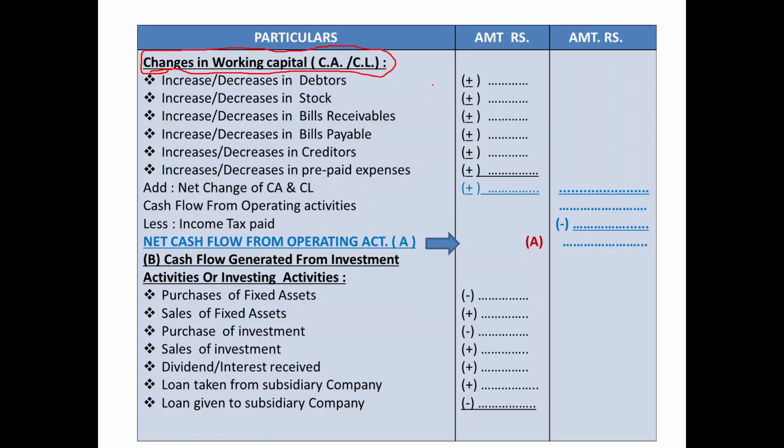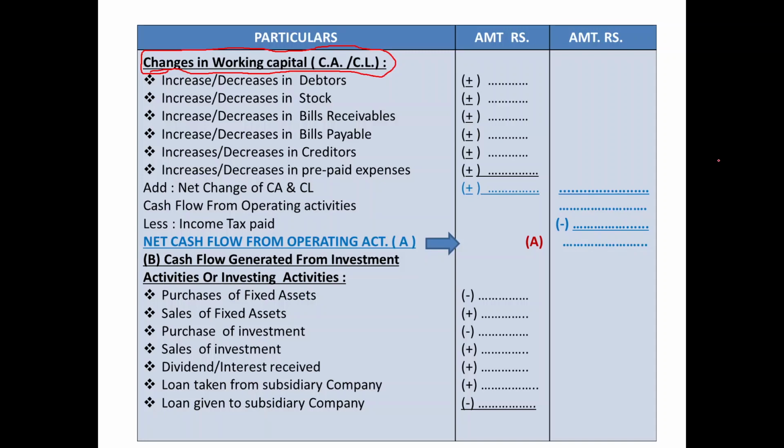Recall the fund flow statement. Over there you were preparing working capital schedule for changes in the current assets and current liabilities. And the last resultant figure of working capital schedule, whatever it was, you were reporting in the fund flow statement either on application side or on sources side. Over here in the cash flow statement, there is no working capital schedule.